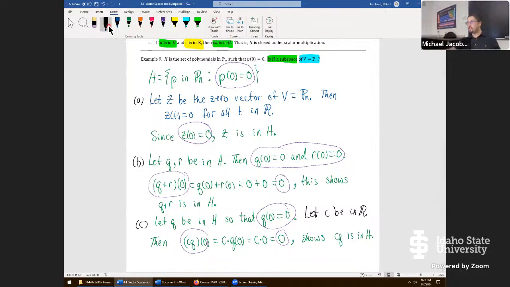All we need is conclusion. This shows H is a subspace of Pn. Throw some lazy color coding there. So we've got it, folks. That's how the conclusion goes on this one here.